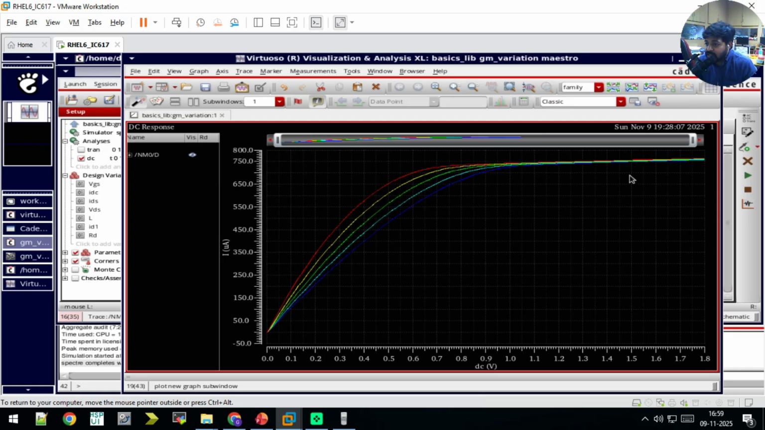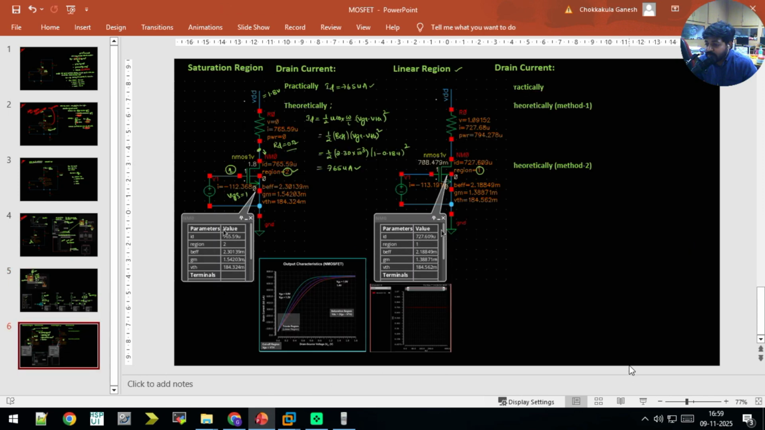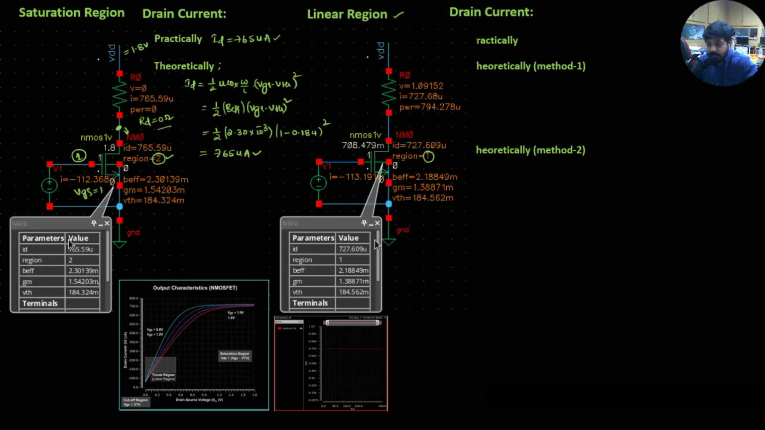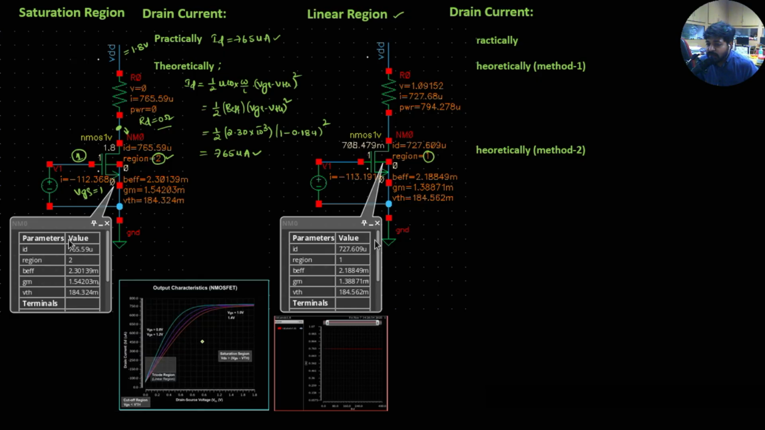As we see the transistor is operating in the saturation region, I can copy the same thing here and show you. Yes, so I got the waveforms like this. Here the waveform shows that there are two regions. This is the linear region, this is the saturation region. So how can I differentiate the linear region and saturation region?